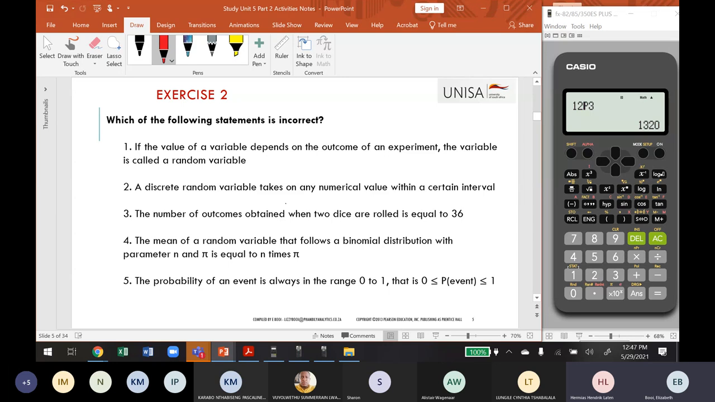Lizzie, isn't it false? Well, it's also false because it says random variable. If you are conducting an experiment, remember now you are in the binomial, in the discrete environment.